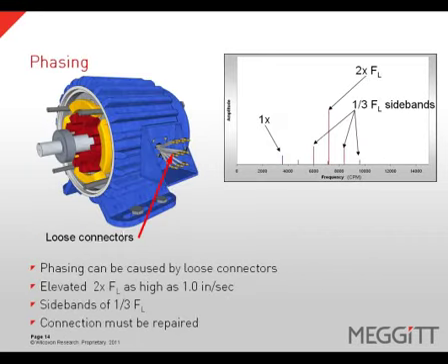Phasing can be caused by loose connectors. This can be identified in the vibration spectrum by elevated levels of 2 times line frequency with amplitudes as high as 1 inch per second. It is typical to see sidebands around this frequency spaced at 1/3 line frequency. When this condition exists, the connections must be repaired.